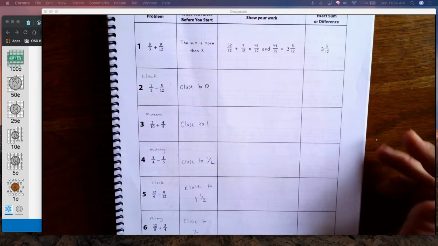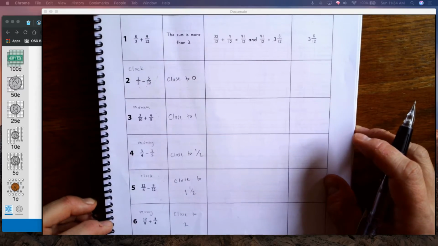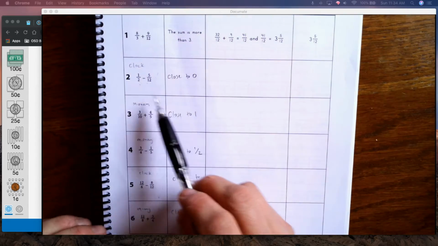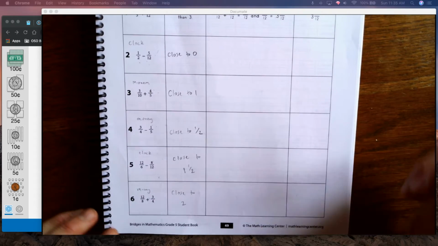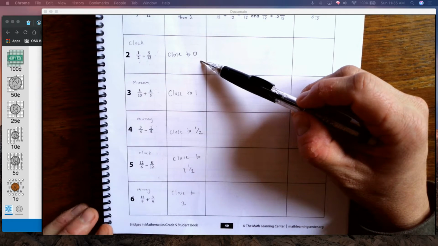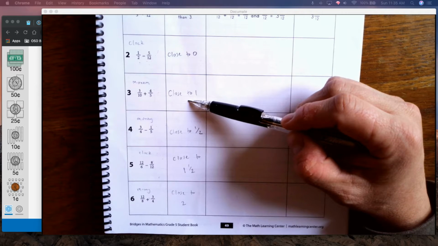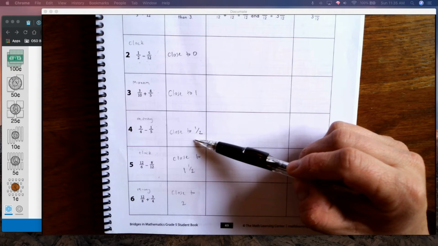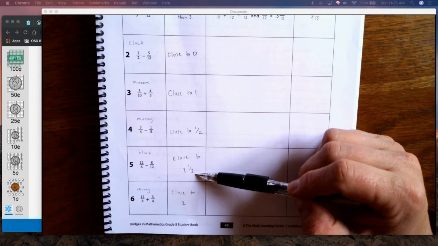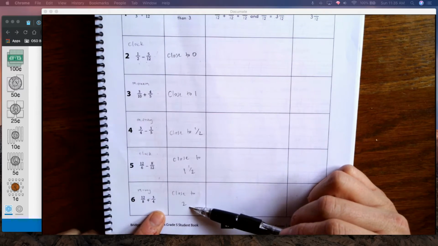Okay, so welcome to part two of fraction, estimate, and check. Remember in part one, we went through and estimated what we thought these expressions would be and what their sums or differences would be. So remember number two, 1/2 minus 5/12 we thought would be close to 0. Number three, 3/10 plus 4/5 close to 1. Number four, 3/4 minus 1/5 close to a half. Number five, 12/6 minus 8/12 would be close to 1.5. And number six, 12/8 plus 3/4 would be close to 2.